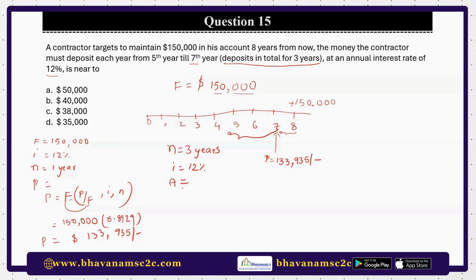Each year from the 5th year till the 7th year, it should be deposited for every year. Likewise, 3 years, as it is repeated. That is why it is in repetitive mode. Yeah, you're right. So if you see some investment is getting repeated, then that is the time where you go for the letter A.